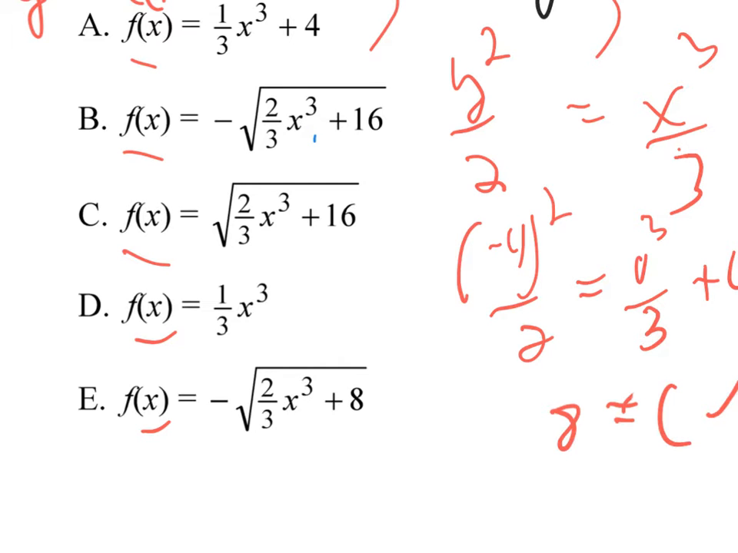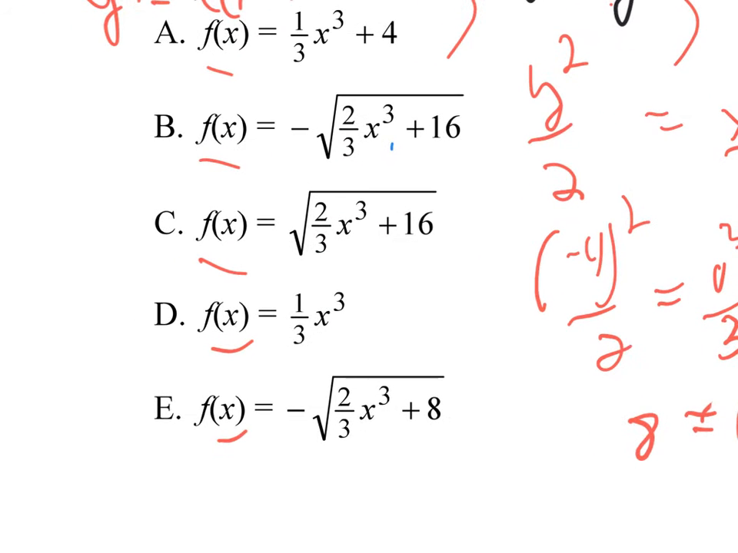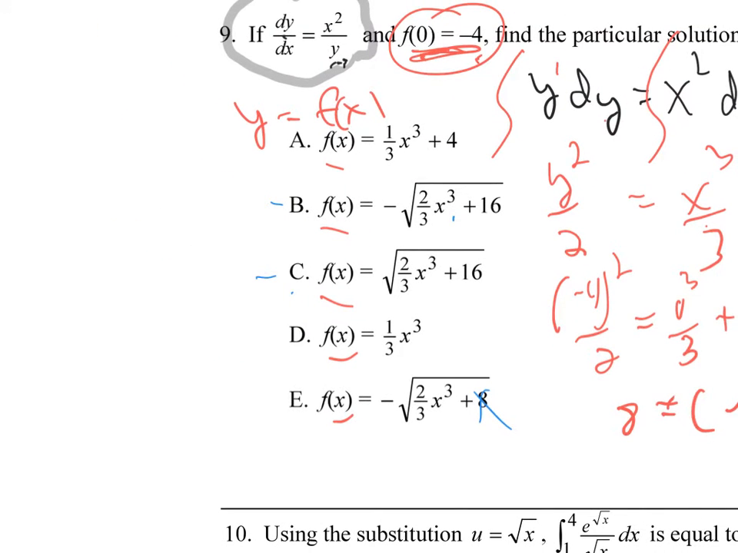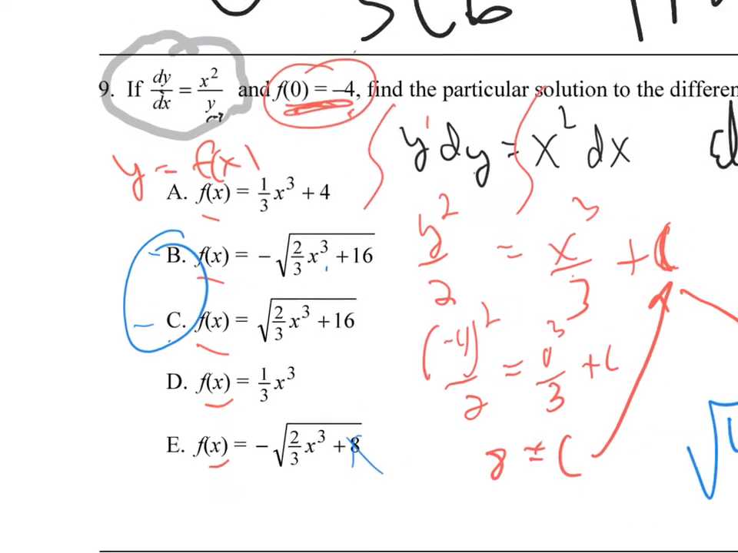I'm looking, okay. Trick question here. He's asking me, do I want the positive or the negative? No, wait, that was positive 2/3 x squared plus 16, negative 2/3 x squared plus 16, negative 2/3 x cubed plus 8, so that's why that's wrong. Okay, so our possibilities are these two.